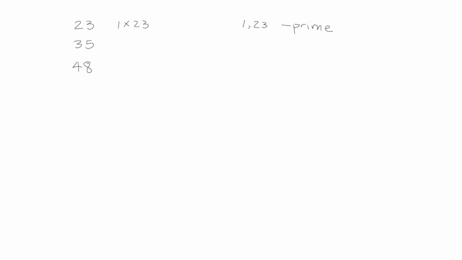For 35, I have 1 times 35, but I also have 5 times 7, and of course the inverse, 7 times 5. So my factors are 1, 5, 7, and 35. And because there are factors other than 1 and itself, this is composite.